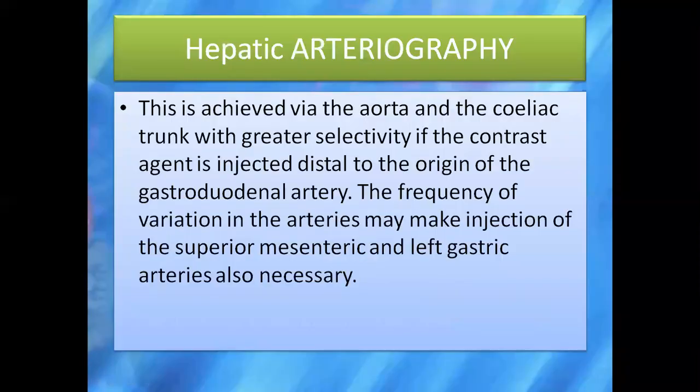Hepatic arteriography. This is achieved via the aorta and celiac trunk, with greater selectivity if the contrast agent is injected distal to the origin of the gastroduodenal artery. The frequency of variation of the artery may make injection of the superior mesenteric and left gastric arteries also necessary.